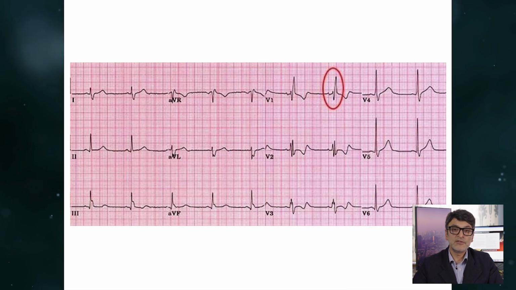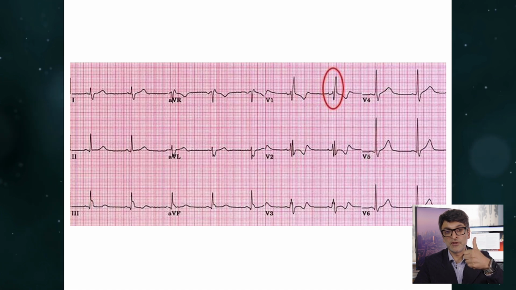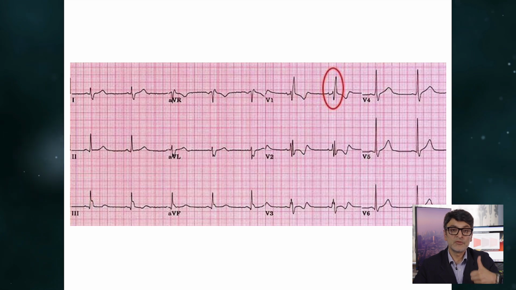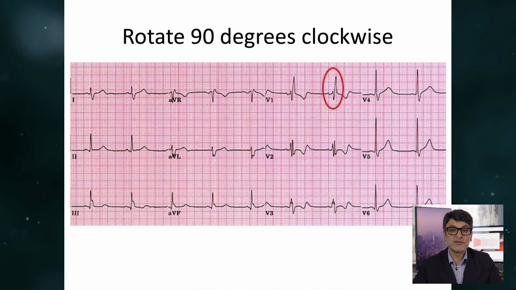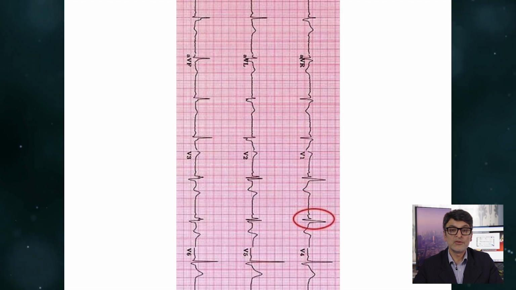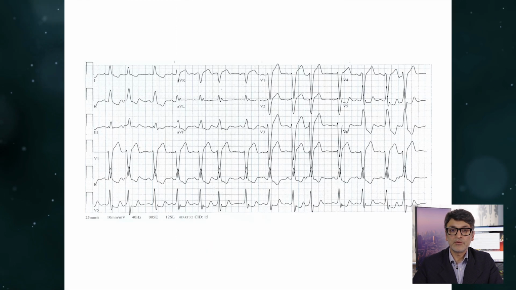Now conversely, in this ECG, you've got a QRS duration that's a bit broad. Let's say it's 130 milliseconds. The QRS is pointing upwards, and there's a classic RSR pattern if you look closely at V1. And this is thumbs up. This is right bundle branch block. Equally, you can rotate the ECG 90 degrees clockwise, and you can see that the ECG complexes are pointing to the right.